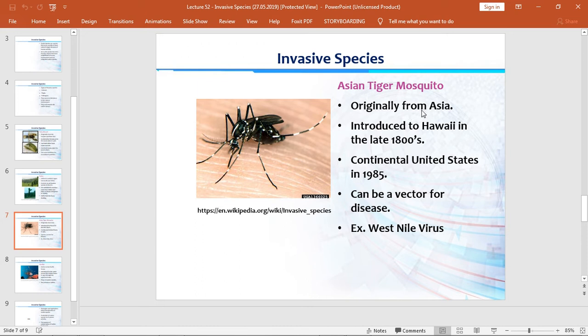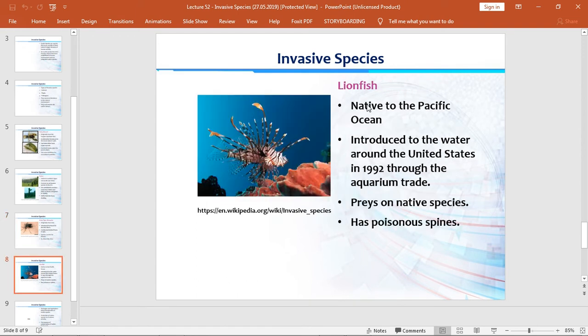Asian tiger mosquito, originally from Asia, introduced to Hawaii in the late 1800s and continental United States in 1985, can be a vector for disease, for example West Nile virus. Lionfish, native to the Pacific Ocean, were introduced to the water around the United States in 1992 through the aquarium trade, prey on native species, and have poisonous spines.